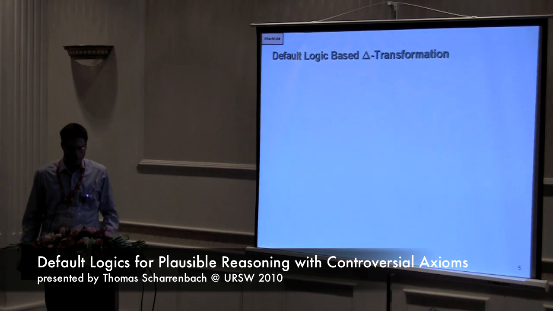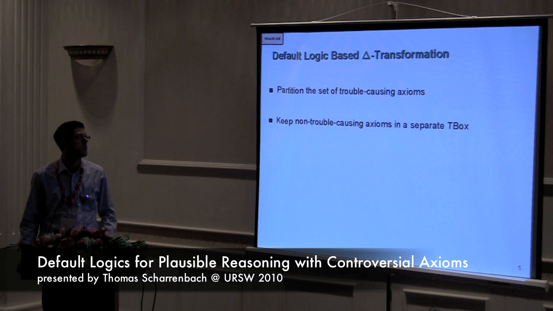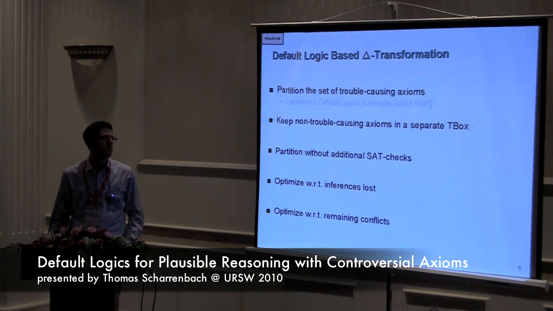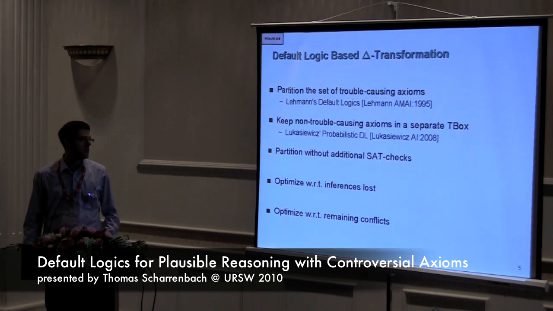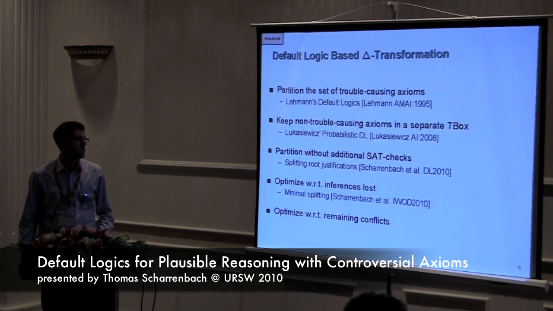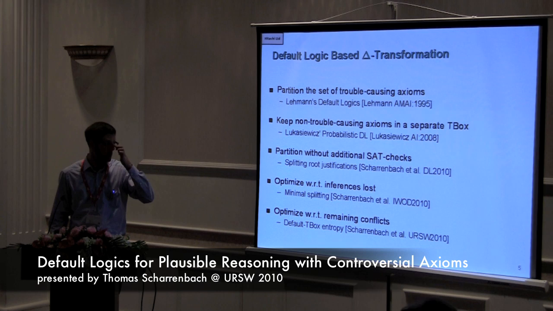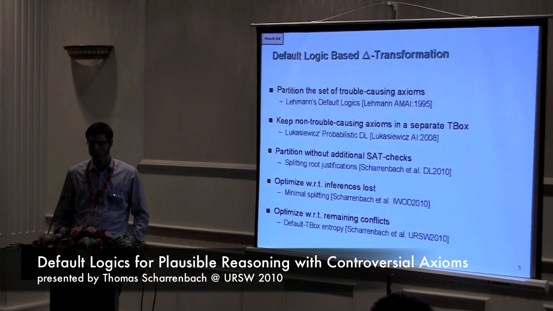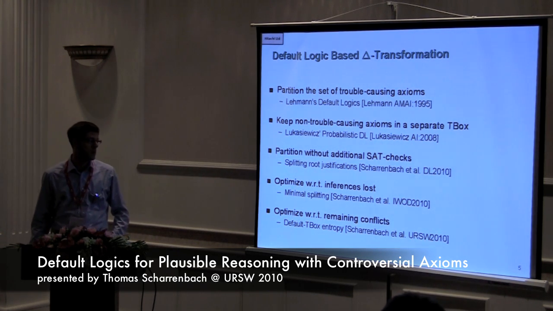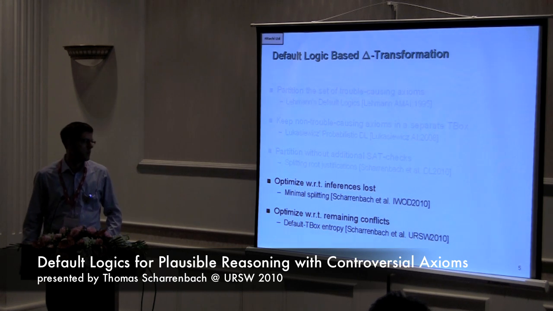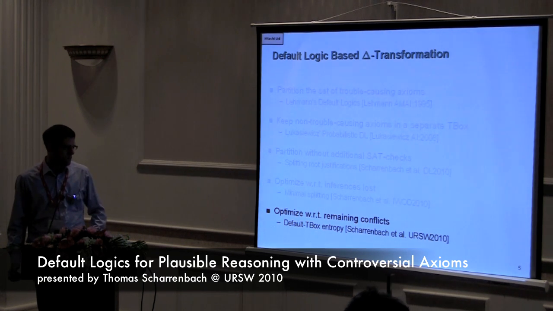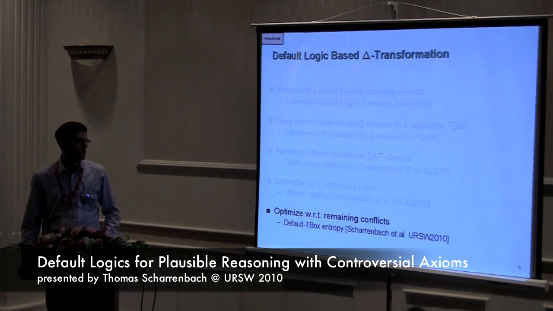We therefore introduced the so-called delta transformation in a paper before. I will just go quickly through what that is. Well, we partition the so-called set of trouble-causing axioms. We keep the non-trouble-causing axioms in a separate T-box. We do the partitioning without any additional satisfiability checks. That is something we have performed already by computing the set of trouble-causing axioms. We optimize regarding the inferences that we lose, and we optimize regarding the remaining conflicts. And the last one, the optimization regarding the remaining conflicts in the system that I'm presenting, is the subject of the paper that we submitted to this workshop.